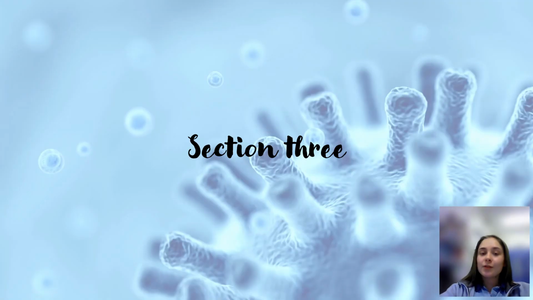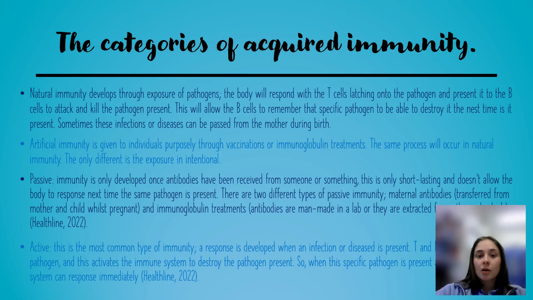I will now be moving on to section 3. So here we are talking about the acquired immunity. This could actually link into the third line of defence, as acquired immunity is when immunity is developed over time, and this can be through exposure, vaccination, or antibodies. And this can be split up into 4 different categories.